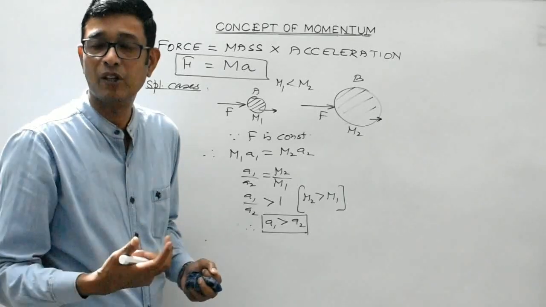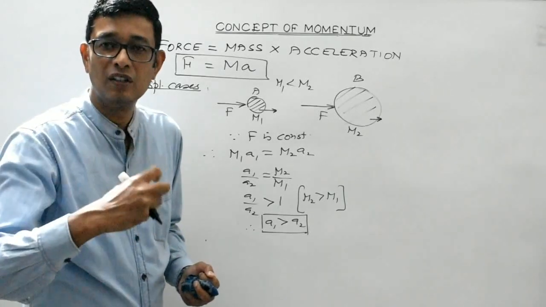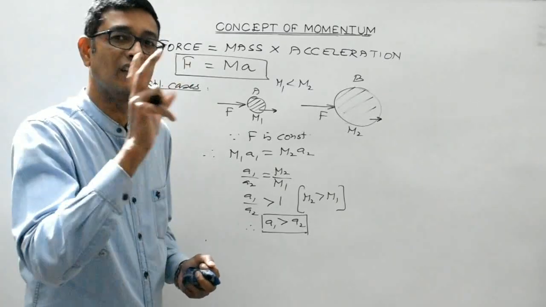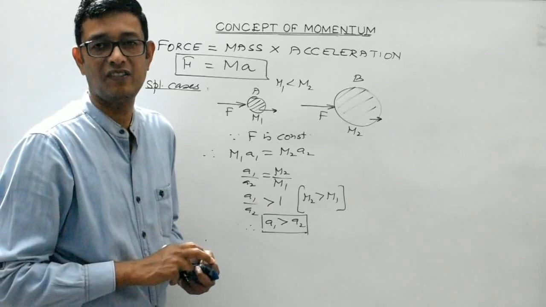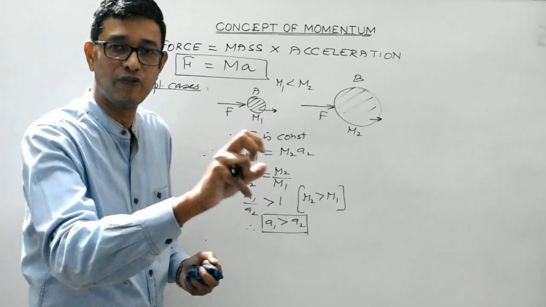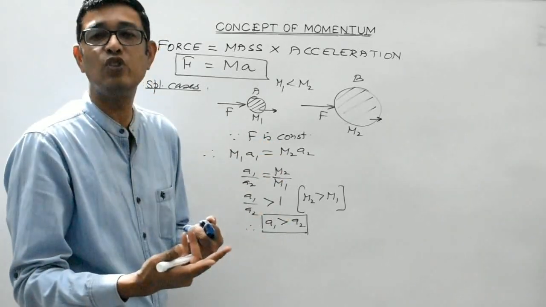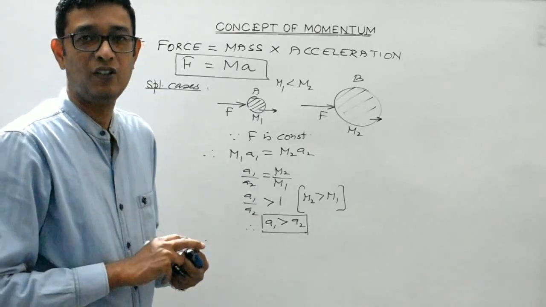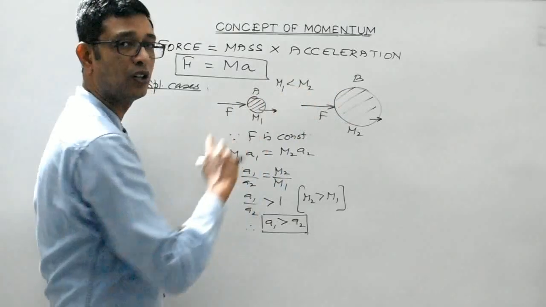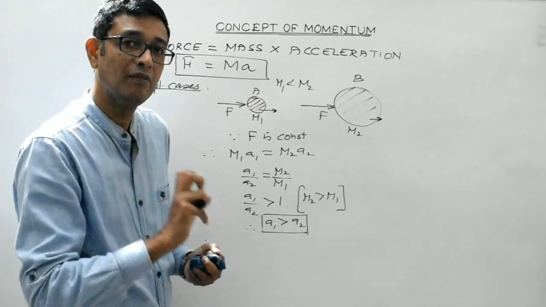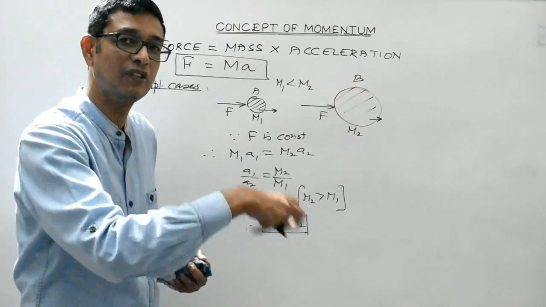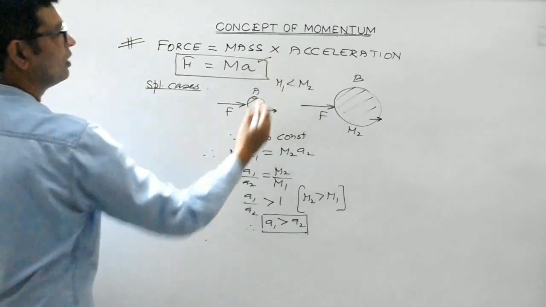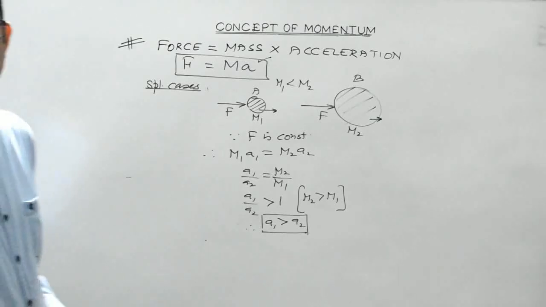The lighter body, because it has a lesser amount of matter, will offer small resistance towards any change in its state. Therefore, on application of force, it will readily tend to change its state, or its speed. So on applying the same force on two different bodies, the lighter body will get more accelerated as compared to the heavier body. So that's the first conclusion which we can make from this particular equation.